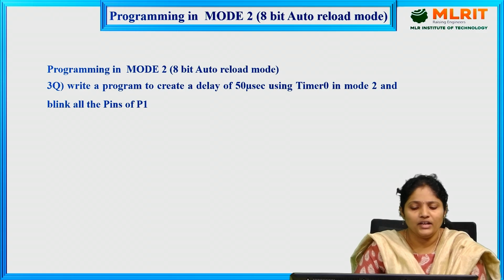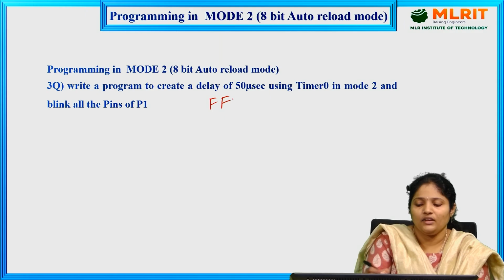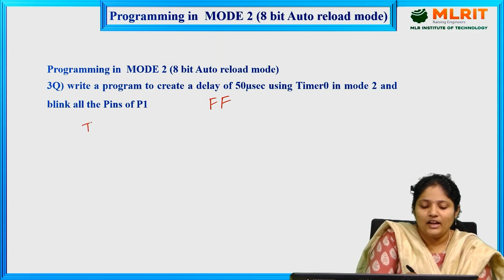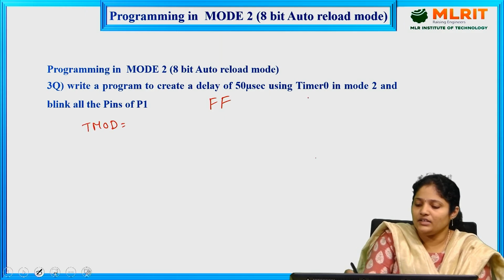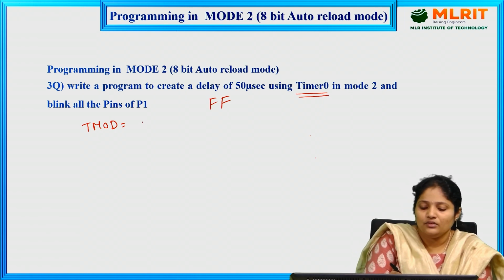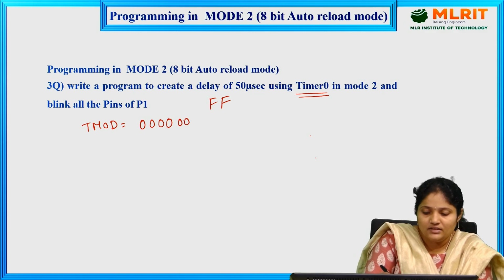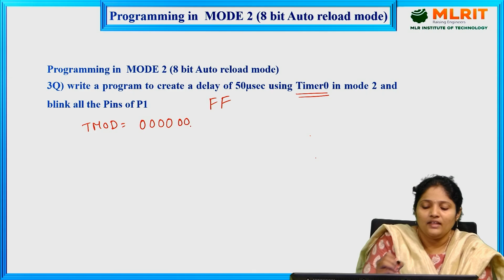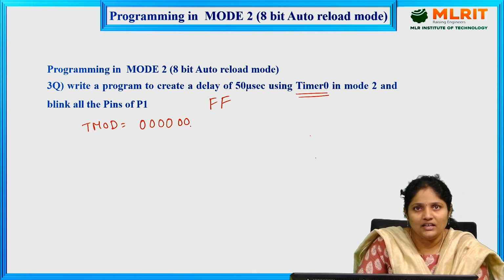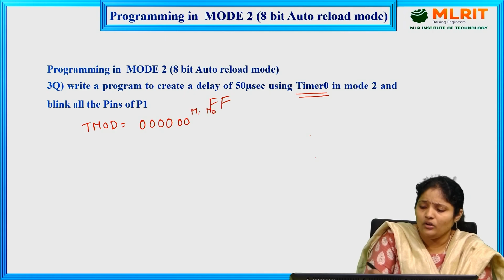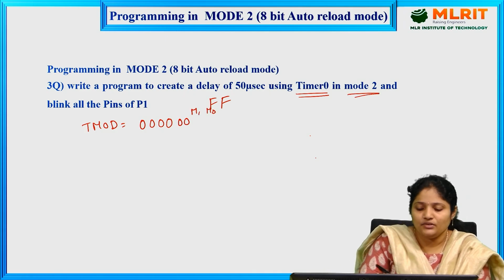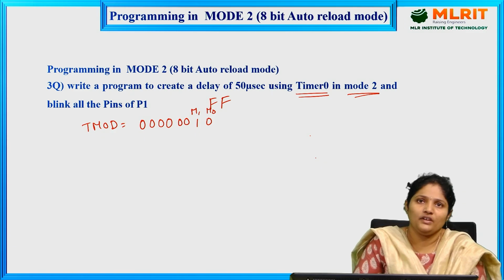As you all know, mode 2 is an 8-bit auto-reload mode. The maximum size of it is FF, right? So what is the value of TMOD that we need to fill? Here timer 0 has been taken, so all 4 bits of timer 1 are 0. For timer 0, the first bit is the gate bit that we are using in programming, so we take it as 0. Next is C/T bar. Here we are utilizing this unit as a timer, that's why I'm taking 0. Next are M1 and M0. Here mode 2 has been selected, so to set mode 2 we take 10.